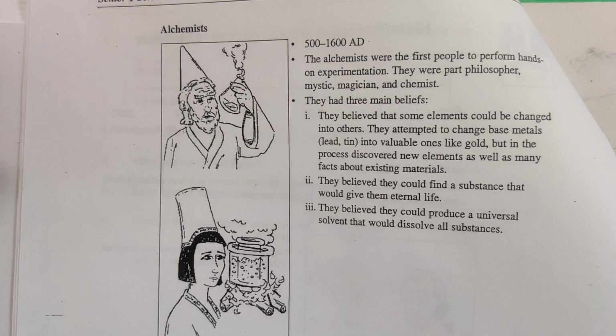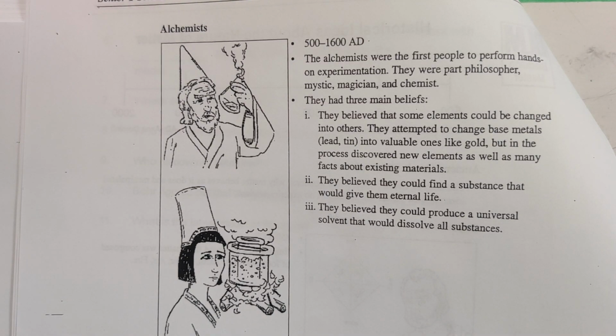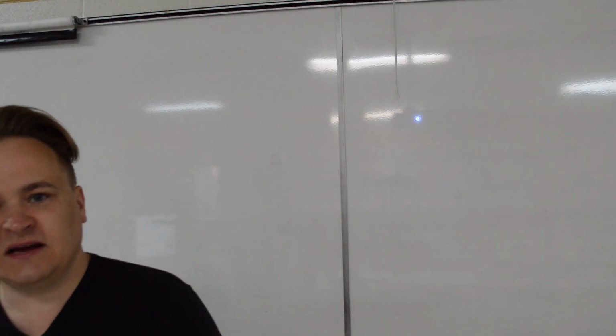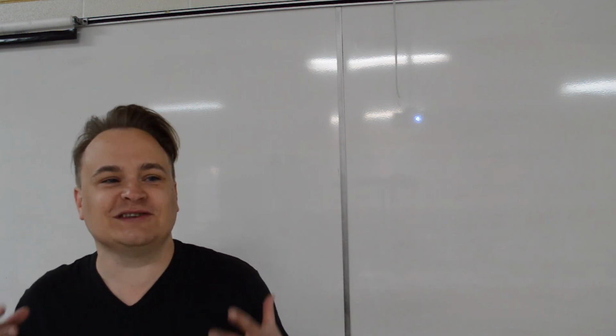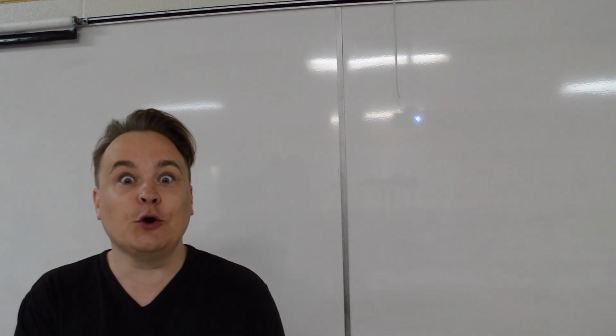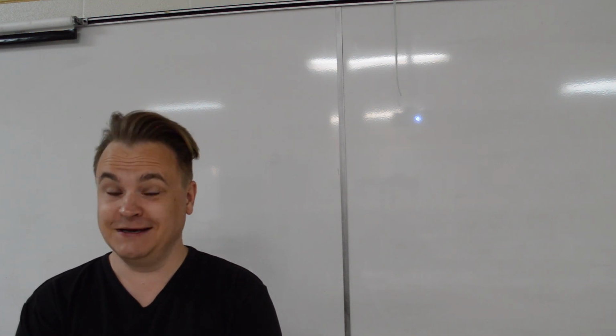There we go. They believed that some elements could be changed into others. So what I want to tell you about the alchemists, really the big thing you've got to know about the alchemists, they were kind of like a mixture of scientific ideas and wizards. Because their whole goal was to turn normal things into gold. Yep, that's right. They were trying to turn things into gold. So they were kind of doing witchcraft.